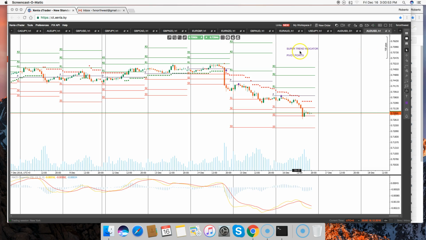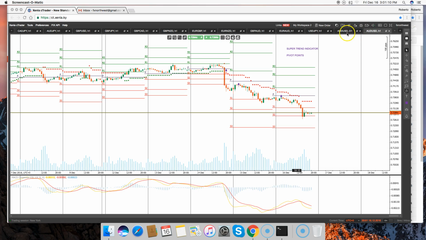Indicators I'm using are the super trend indicator and pivot points. The super trend indicator is found on the Exnia platform, the trading platform that I'm currently using, and I'll go into that at a later date. So let me get started.